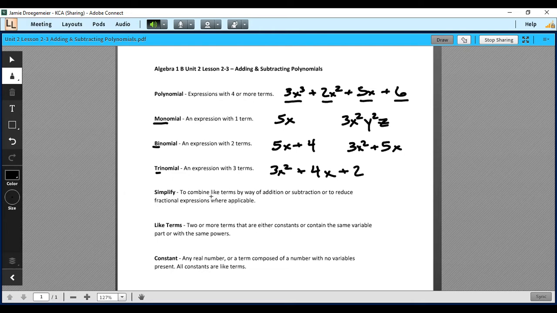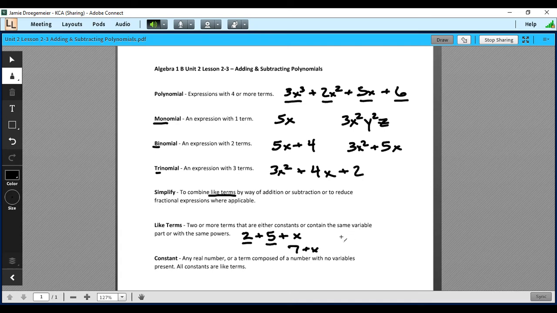Then it talked about combining like terms. Like terms are two or more terms that are either constants or have the same variable with the same power. For example, if I have an expression that has 2 plus 5 plus x, 2 and 5 are constants, and I can combine those. I add 2 and 5, and I get 7. So simplifying that expression would be 7 plus x.